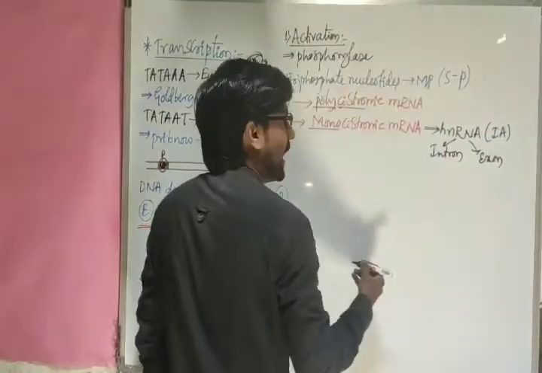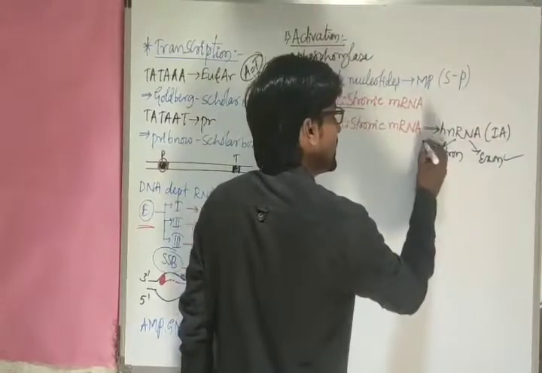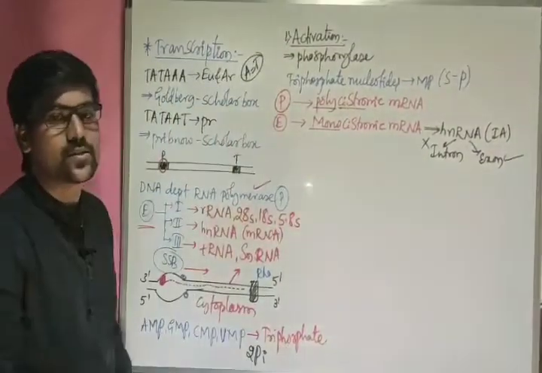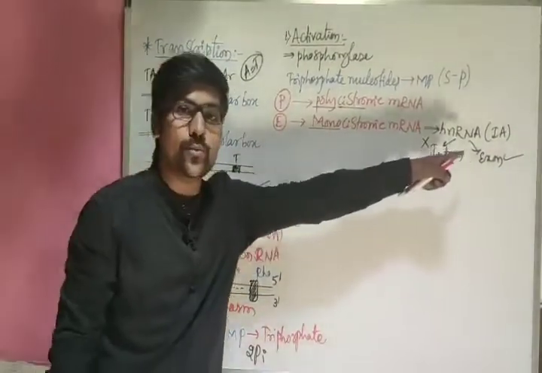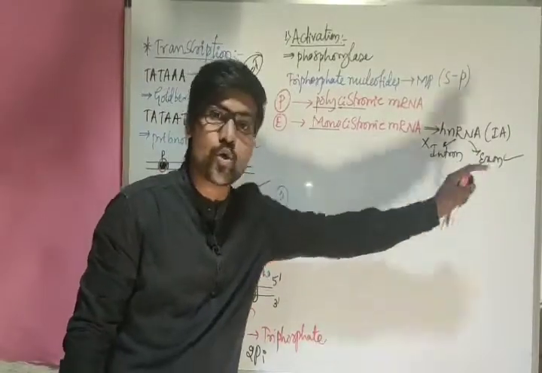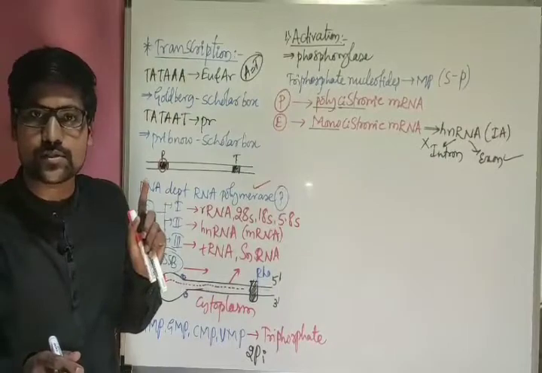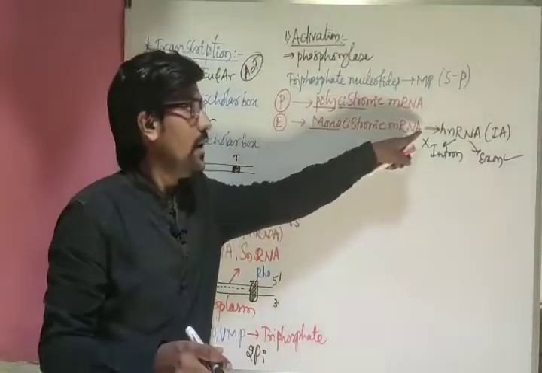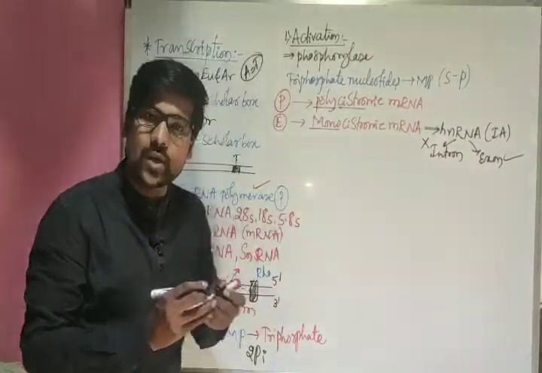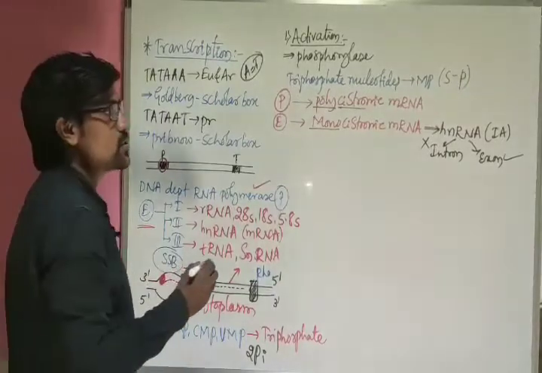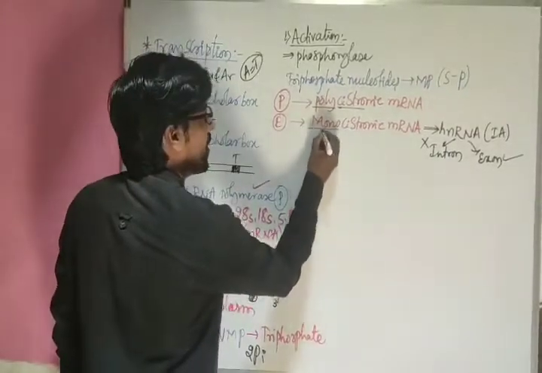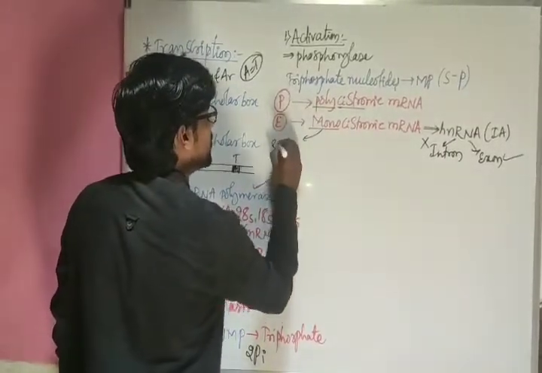So exons are the coding regions, and introns are the non-coding regions of the mRNA. Now we need to remove the introns and join only the exons. That process is considered a post-transcriptional process, right? And why do introns and exons get produced here? Because this mRNA is produced from the split gene.